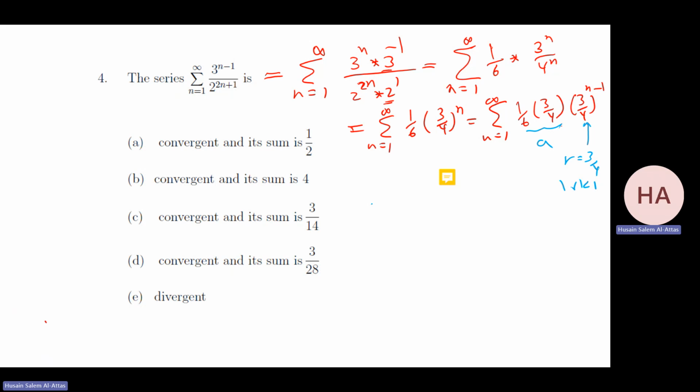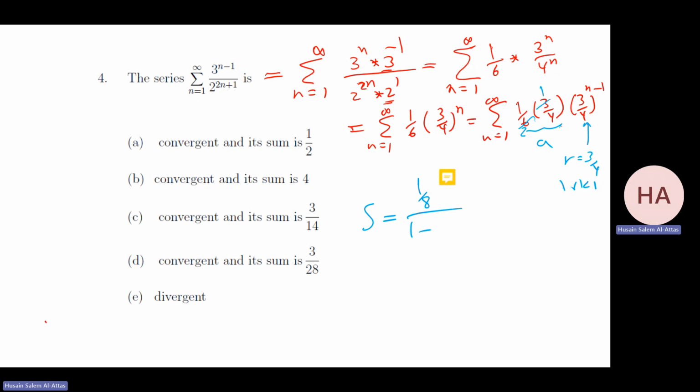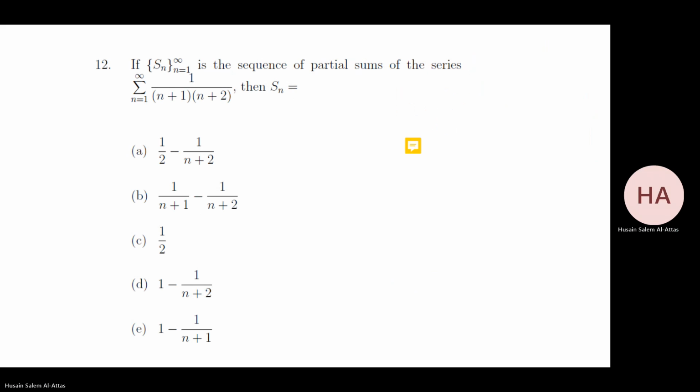What will be the sum? This is A, so it's 1 over 8 over 1 minus 3 over 4. 1 minus 3 over 4 will be 1 over 4. So 1 over 8 times 4, which is half. And that will be the answer.